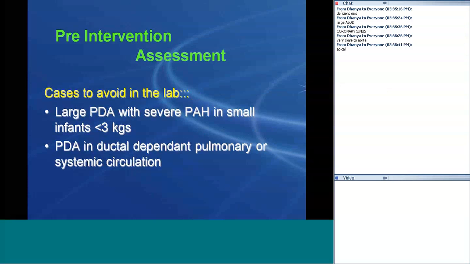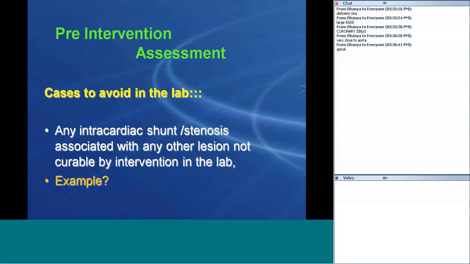Okay. So other cases to avoid in the cath lab are large PDAs with severe pulmonary hypertension in small infants less than 3 kgs. You can close this with some coils, but the hardware available now is not the best for tackling these very small kids. Still, you can close even preterm PDAs with coils at times. And PDA in a ductal dependent pulmonary or systemic circulation, for obvious reasons, should not be closed.